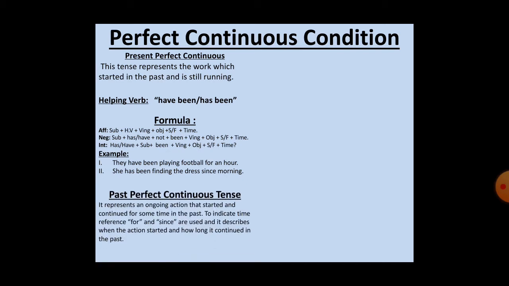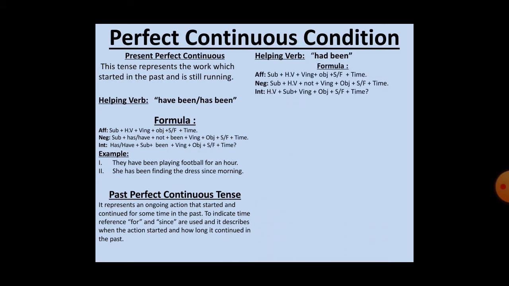So here comes our past perfect continuous tense. Past perfect continuous tense is used in order to show the ongoing action that started and continued for some time in the past. To indicate time reference, for and since are used, and it describes when the action started and how long it continued in the past. Okay students, now comes the helping verb of past perfect continuous. So had been is the helping verb of past perfect continuous, and here comes the formula of past perfect continuous. First of all we use subject, then helping verb, verb with ing form, object, since, for, time.